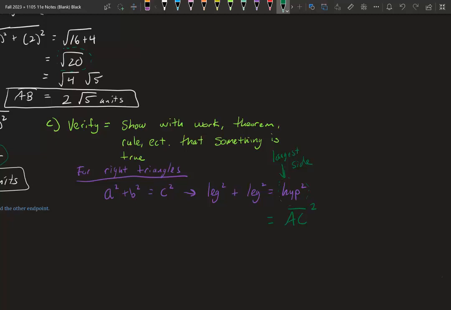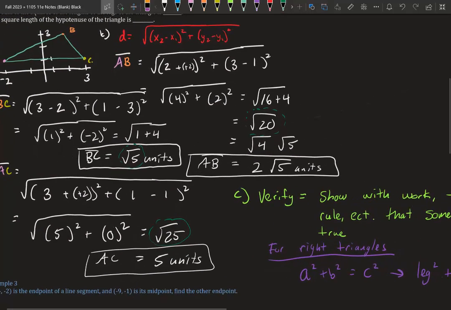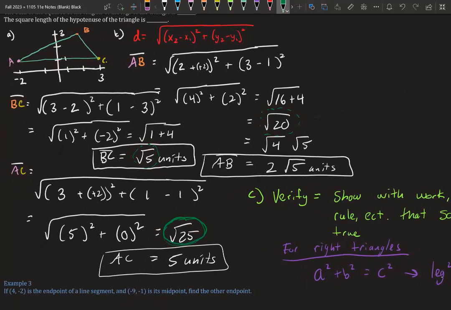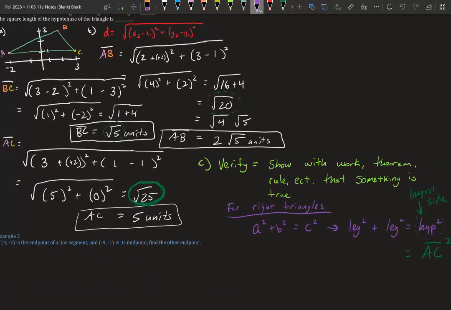The other two are legs. So after you find the hypotenuse, which is AC, because that's the biggest number under the radical, the other two are going to be your legs. It doesn't matter which one is which. The other two are your legs. So the other two, we have the square root of 5, which is BC, and then we have the square root of 20, which is represented by AB.